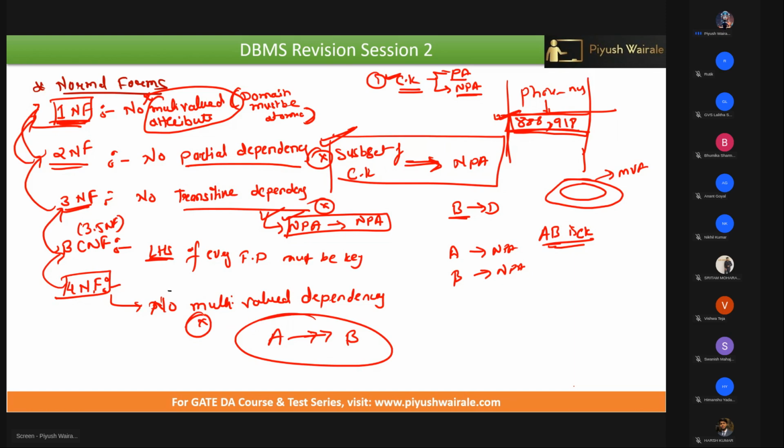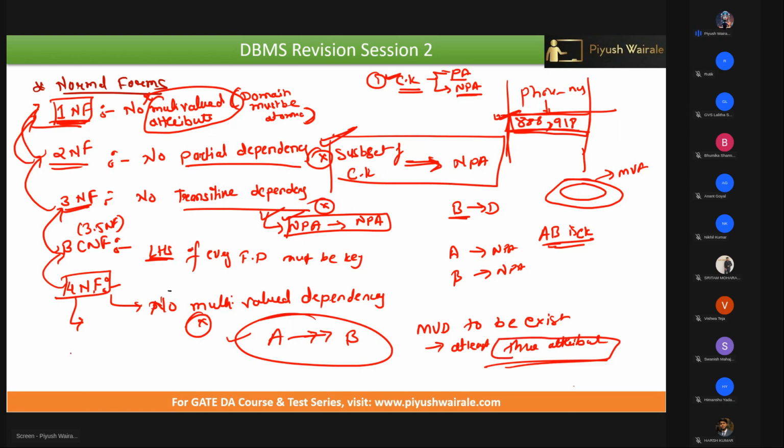So if I have A multi-determines B, we can say it is not in 4NF. But the condition is, not for 4NF, for MVD to exist, there must be at least three attributes. Remember this one. At least three attributes must be there for the MVD to exist.